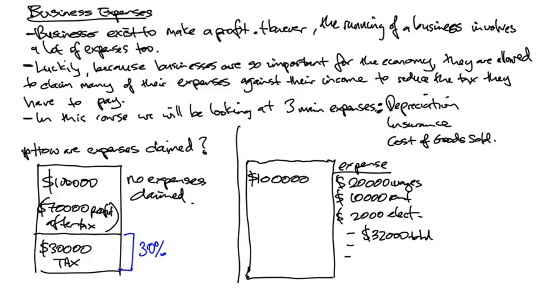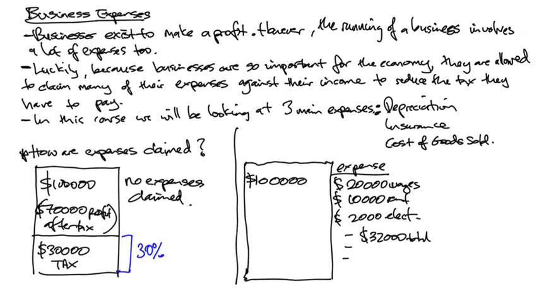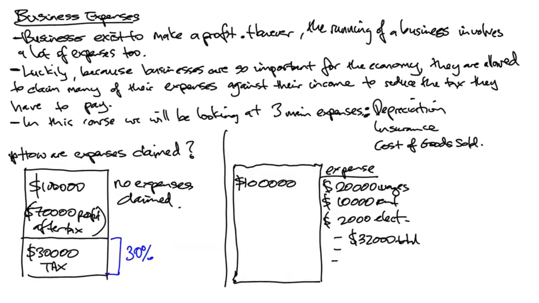So if they claim those expenses against their 100,000, then they're left with 100,000 minus 32,000. You'd have 68,000 left over as their profit. So I'll try and show that there. It's not to scale, so deal with it. $68,000 in profit.